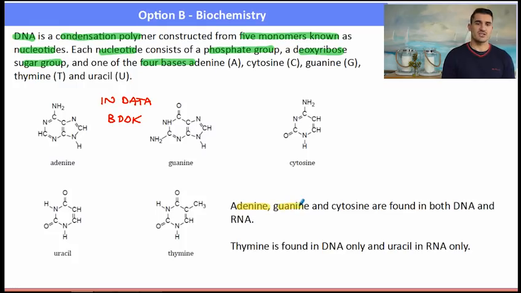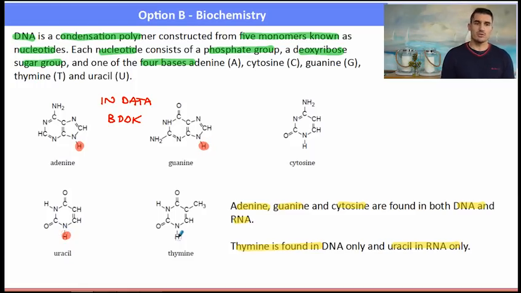Adenine, guanine, and cytosine can be found in both DNA and RNA. Whereas thymine and uracil can only be found in DNA for thymine and RNA for uracil. They swap each other out.